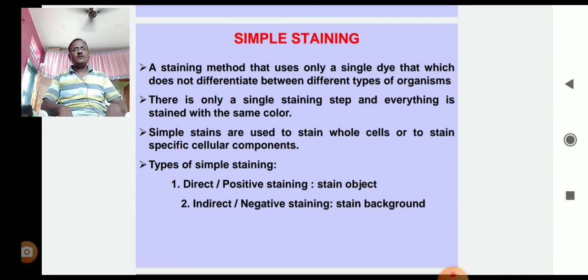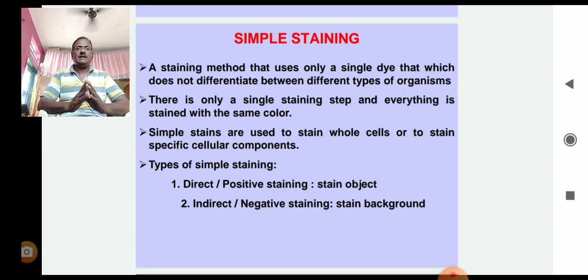In the last lecture, we already saw the different definitions of microbial staining techniques. Today we are going to study the microbial staining techniques. There are different types of microbial staining techniques. These staining techniques are used for coloring the microorganisms for observation under the microscope. This is the first staining method, the simple staining method.